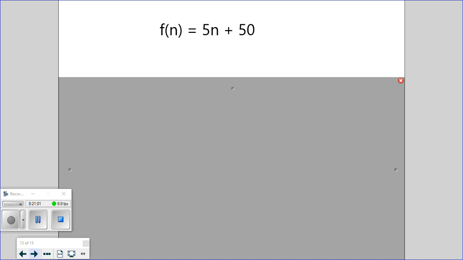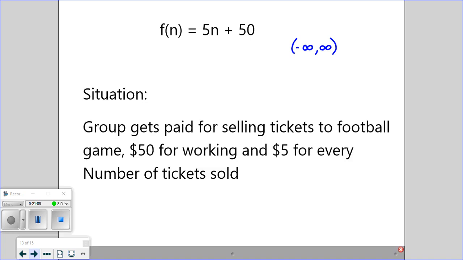Now let's talk about what this function actually represents. That's what I would have said the domain was based off of the function. But let me give you a situation. This function represents this. Groups get paid for selling tickets to the football game. They get $50 for just doing it, and then they get $5 for every ticket they sell. So n represents the number of tickets we're going to sell. Well, based off of the function, that says I can sell down to negative infinity tickets.